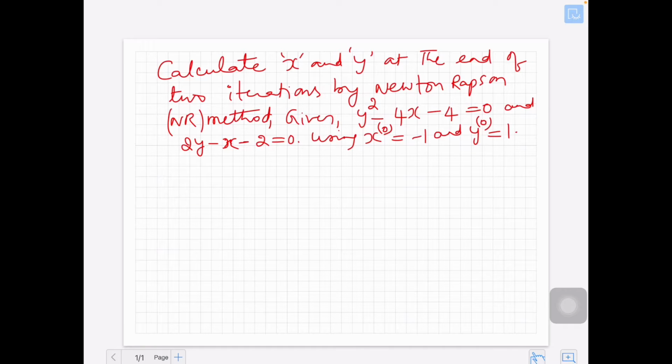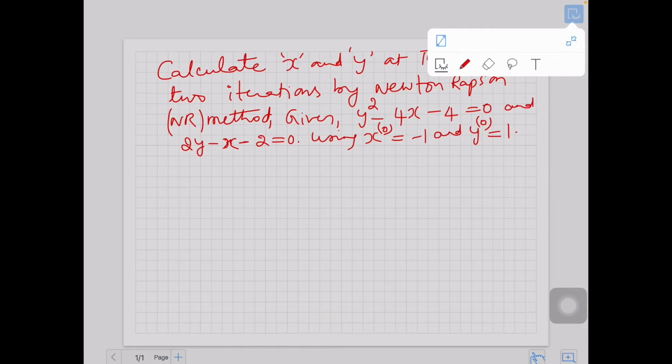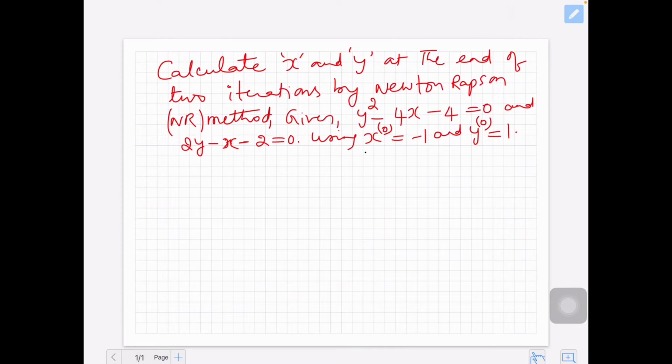So basically Newton-Raphson method is an iterative method. In all the iterative methods, to find the unknown variables, we have to assume the initial values for the unknown variables. In this problem, the initial values are clearly given. So we have to find the x and y values at the end of the 2 iterations.